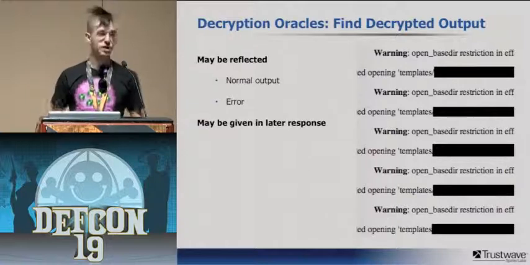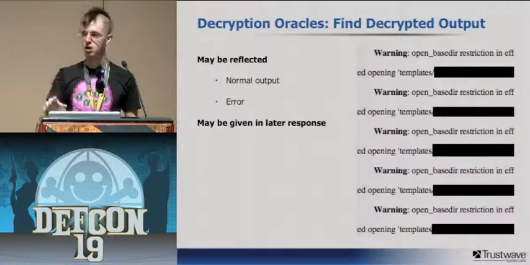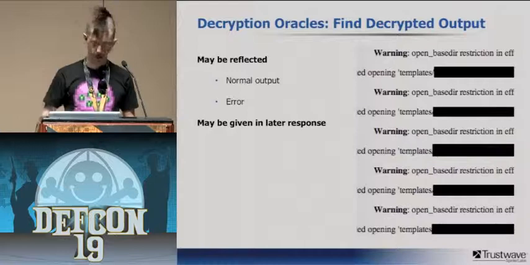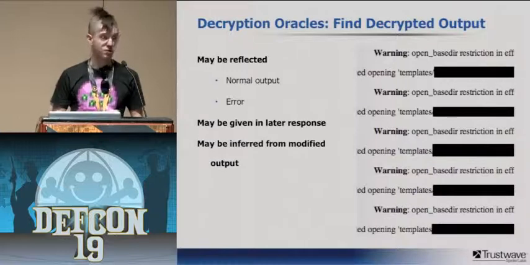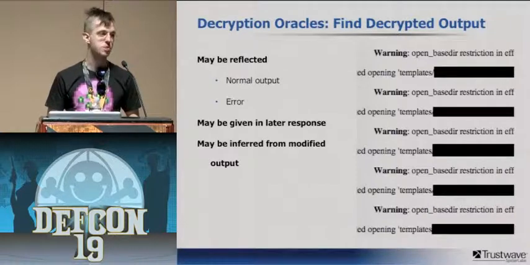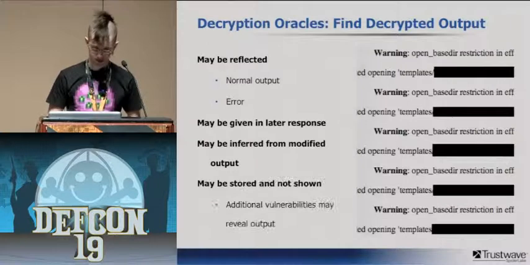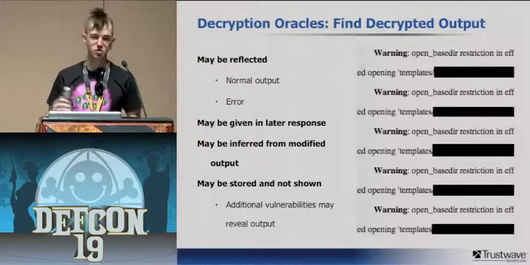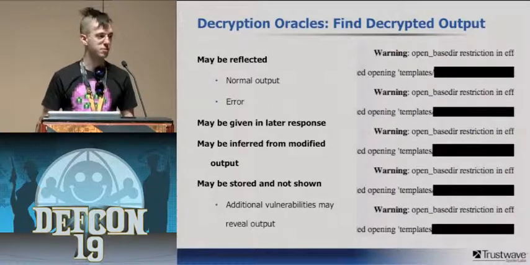So it might be given a later response. So your data might be processed and then put somewhere where it's not going to be given back to you immediately. You need to find it somewhere else. It might be inferred from modified output. So maybe based on what the plain text is, you are getting different things. It might be stored and not shown. So encrypted data is often written to files or into databases.